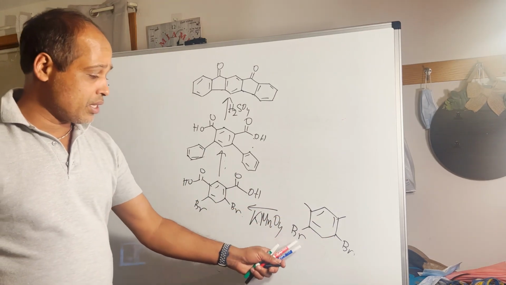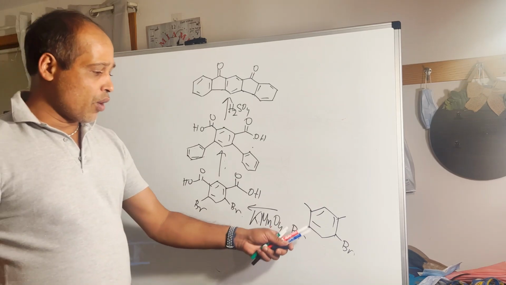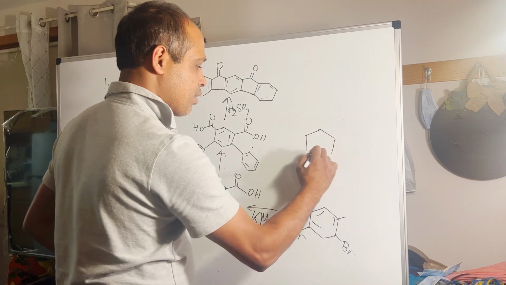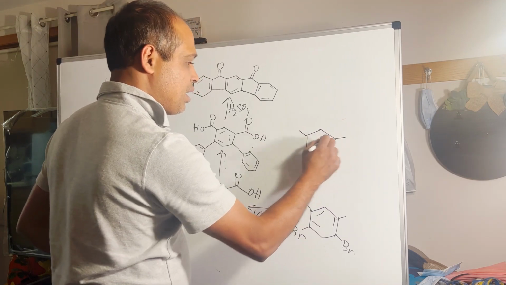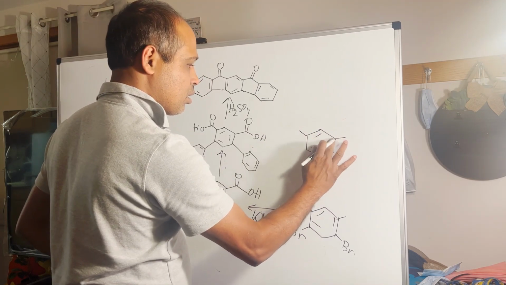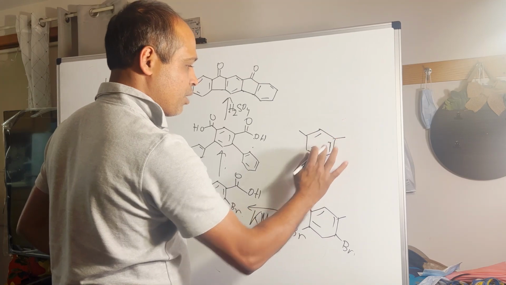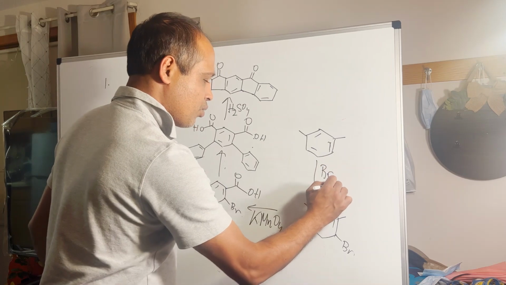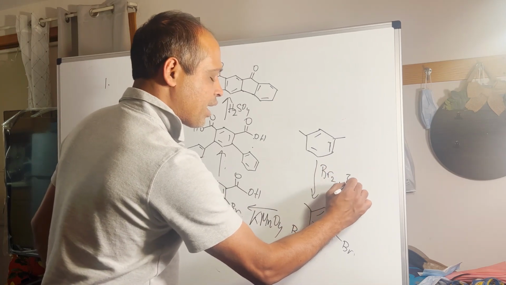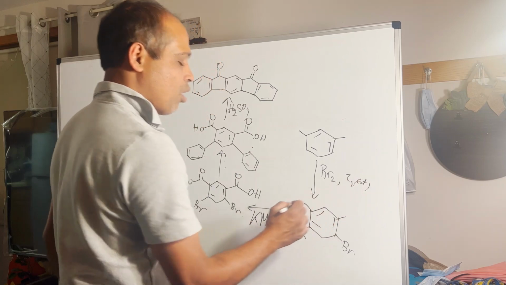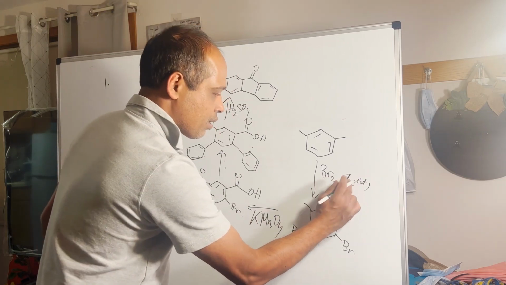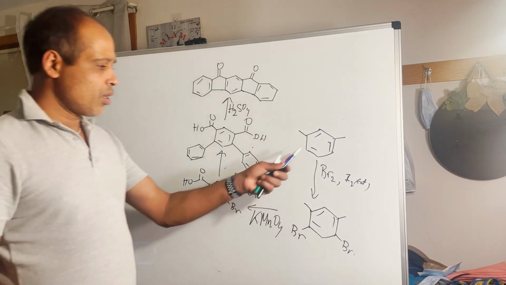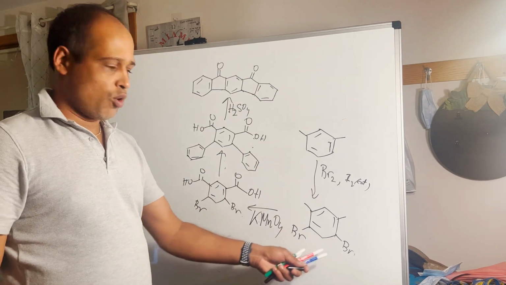Now the point is this dibromo compound. So how can I make this dibromo compound? If I take the metaxylene compound, dimethyl benzene, and if I want to do the bromination, Br2, and a little bit of iodine catalyst, a very small amount of iodine catalyst, and the solvent, you can find the dibromo here.